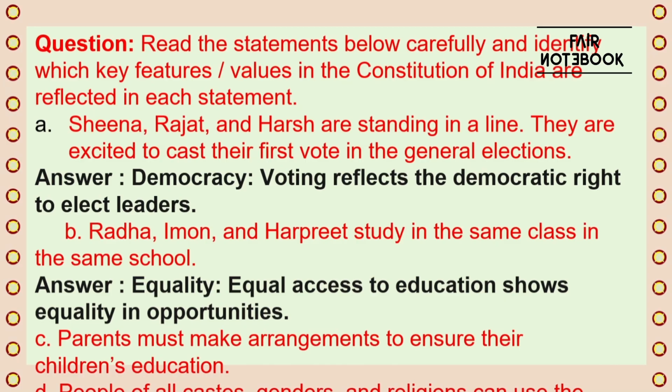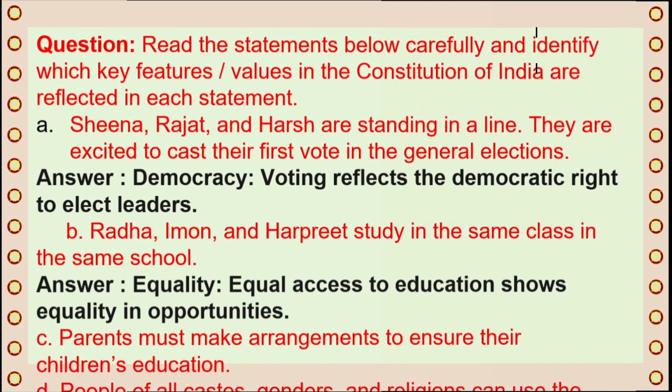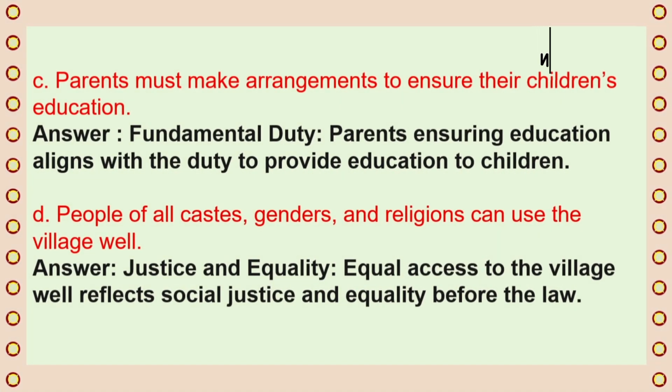Second, Radha, Aman, and Harpreet study in the same class in the same school. Answer: Equality. Equal access to education shows equality in opportunity. Third, parents must make arrangements to ensure their children's education. Answer: Fundamental duty. Parents ensuring education aligns with the duty to provide education to children.